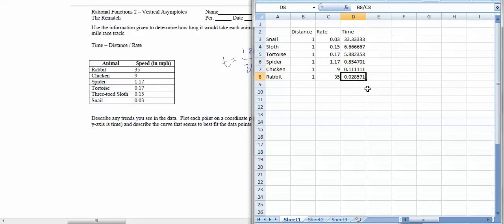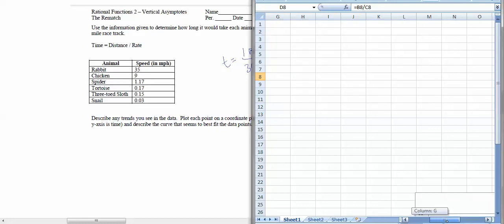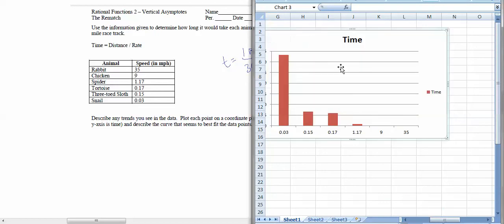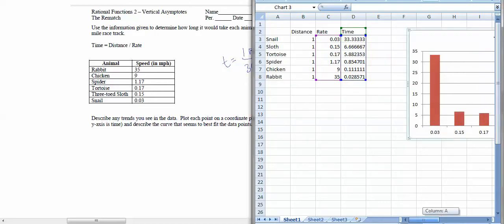What do you notice about this? Well, I noticed that as this rate gets really small, this time gets really big. It kind of explodes. You see what I mean? What I mean by explodes is it doesn't literally explode, it just kind of gets big. I could graph that. I think I did here.